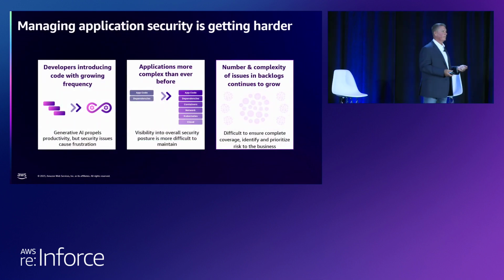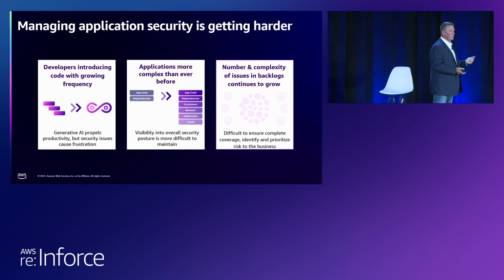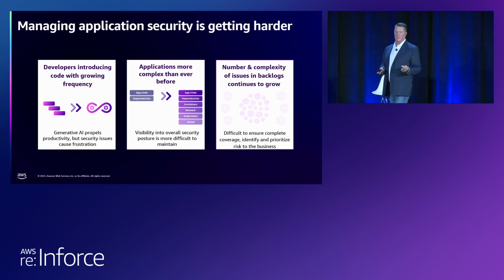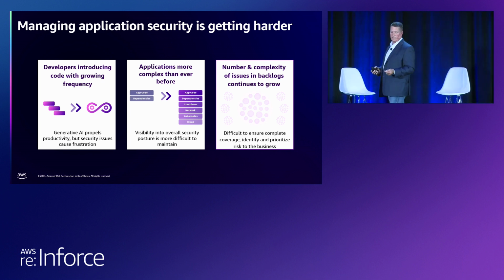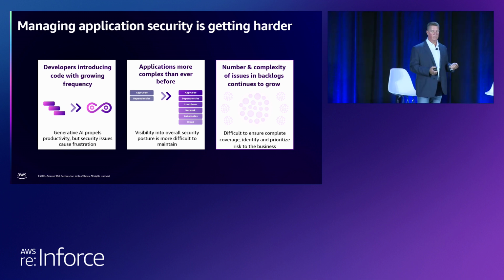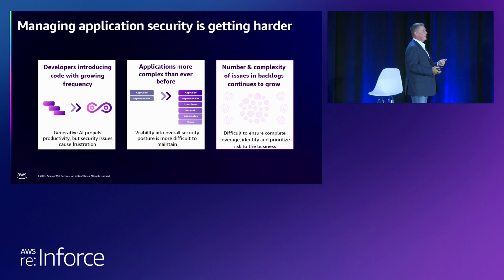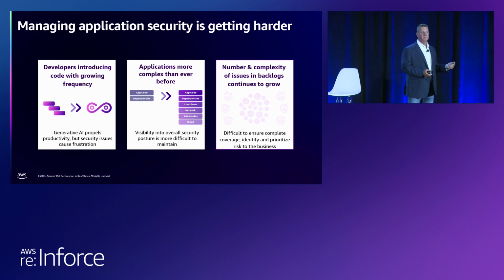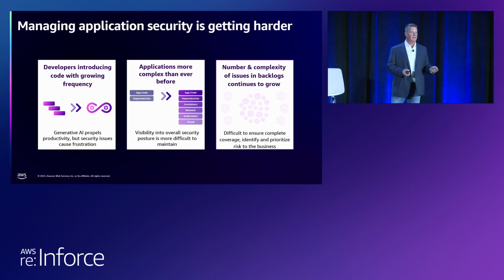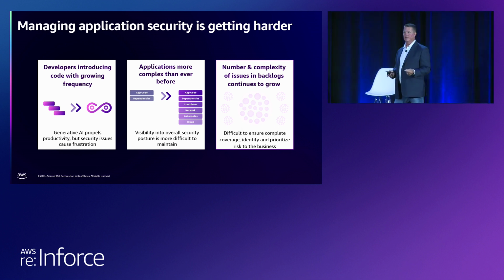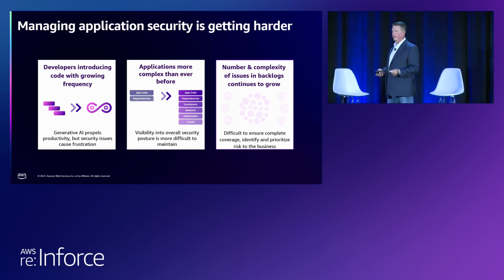What's driving this? Some of this may be obvious to a lot of you, but managing application security is getting harder, right? We've seen developers introducing more code, and the frequency associated with it. I'm sure you've probably been in some sessions here just today discussing generative AI. The idea of being able to create code is going to accelerate this even further.